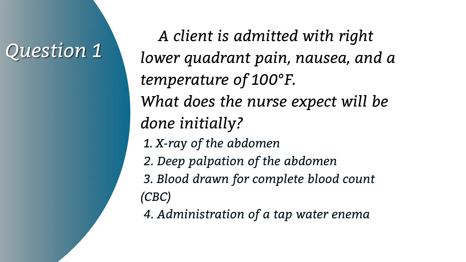Blood will be taken first to know the blood count; X-ray may not be needed. An enema may not be needed because, if the appendix is matured, it can cause rupture of the appendix. Deep palpation may also cause rupture, but that becomes the last thing to be done after the blood count. So the answer to the question is blood count.